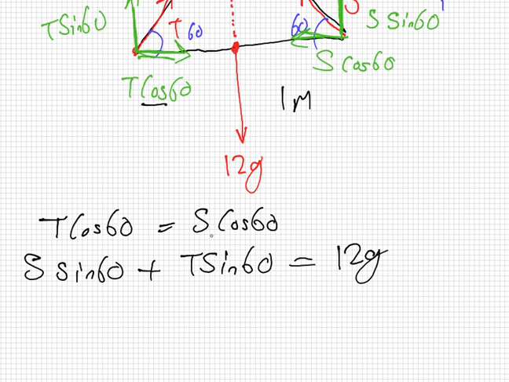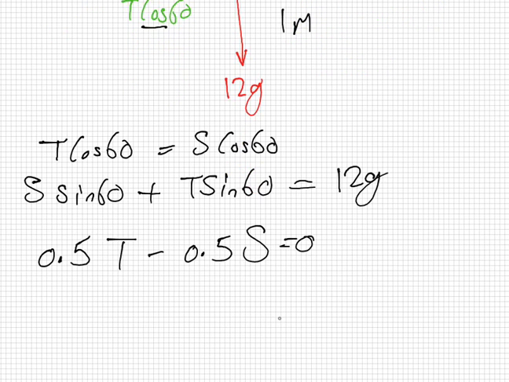I already made a mistake on the diagram. Okay, good, then that's a problem. So cos 60 is a half. So this first equation is 0.5T minus 0.5S equals 0. And sine 60 is 0.866. So you get 0.866T plus 0.866S equals 12g. Sorry, I should write the T's and the S's together.